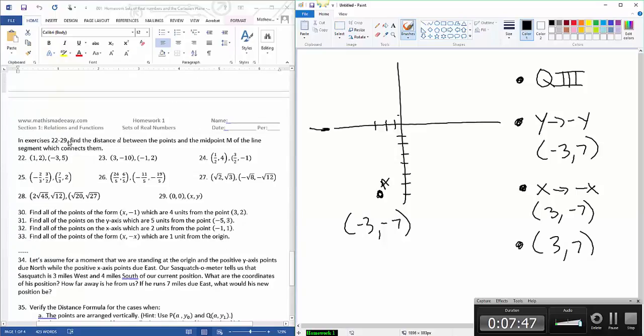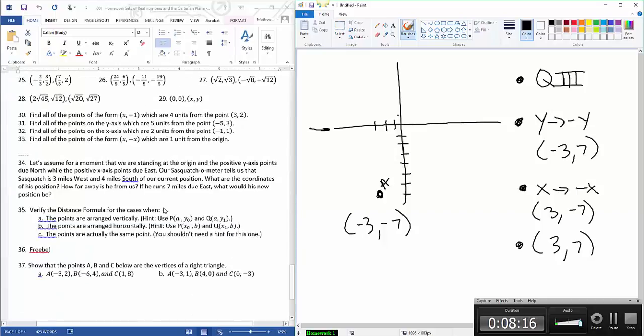For problems 22 through 29, find the distance d between the points and the midpoint m. These are straight from the lesson. I'm just going to say go back and review the lesson. This is lesson 1-3, but the examples are pretty much identical. Same thing with 30 through 33 when it's a distance of X amount of units from a given point. Those are identical, so go ahead and take a look back at those.